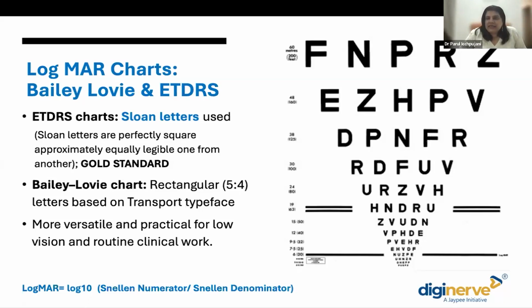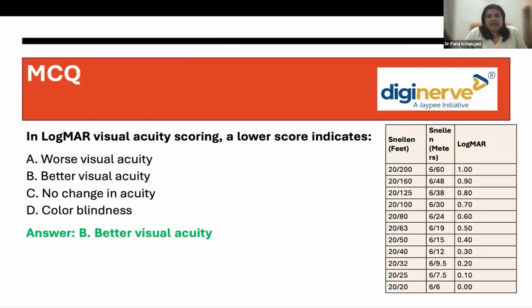5 letters in each row. The difference between each row is 0.1 log. This you remember, as this can come as a question. So keeping this as our base, if we encounter an MCQ where it says that in logMAR visual acuity scoring, a lower score indicates worse visual acuity, better visual acuity, no change in acuity, or color blindness.